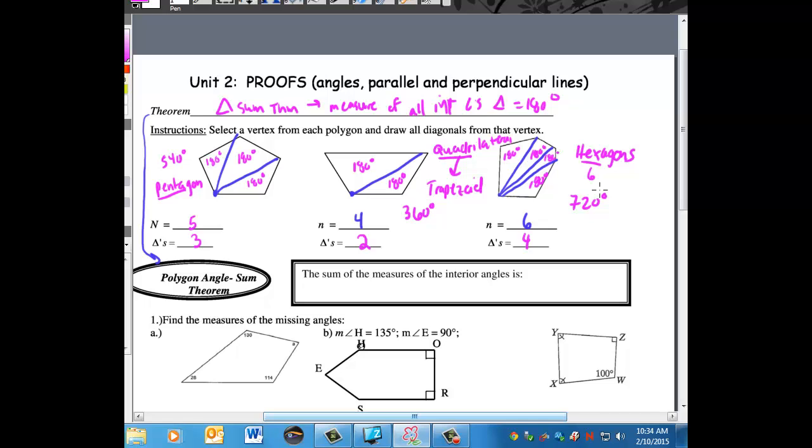So following this pattern, it looks like, here we have 5 sides and 3 triangles, 4 sides and 2 triangles, 6 sides and 4 triangles. There's always a difference of 2. So that's why the sum of the measures of the interior angles is going to be 180 degrees times n minus 2. And so this works for all polygons. The sum of the measure of the interior angles of all polygons is 180 times n minus 2, where n equals number of sides of a polygon.